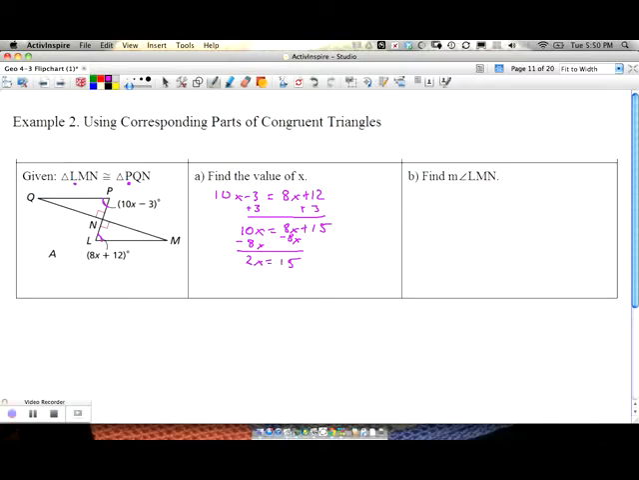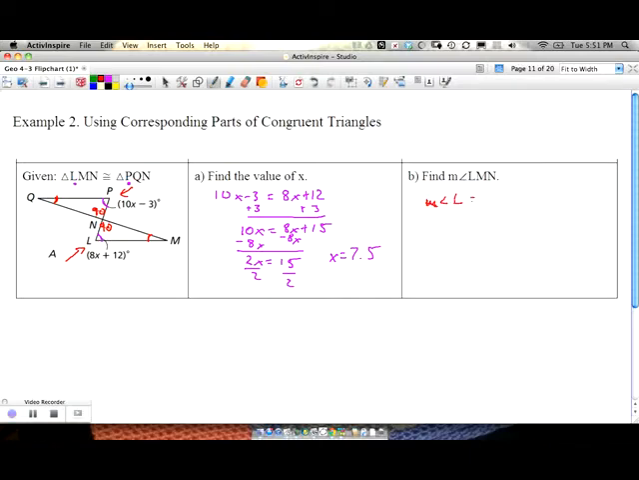2x equals 15. Ooh, that's kind of messy now. So we're going to have 2x equals 15 divided by 2. X equals 7.5, or 15 over 2. LMN, so I'm looking then for this angle, which is the same as this angle Q. But how do I find those? Well, I know that this one in the middle is 90 degrees. And I could find angle L and angle P.